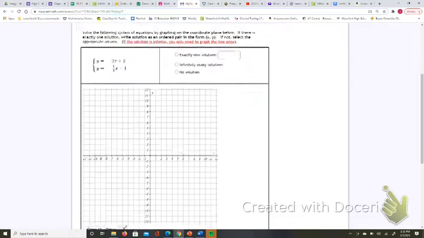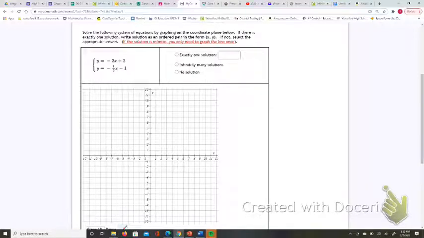Number 7. It says solve the following system of equations by graphing on the coordinate plane below. If there's exactly one solution, write the solution as an ordered pair in the form x comma y. If not, select the appropriate answer. Okay, now, remember what I told you before. In this lesson, we're doing one where all of the systems have one solution, so the two lines cross.